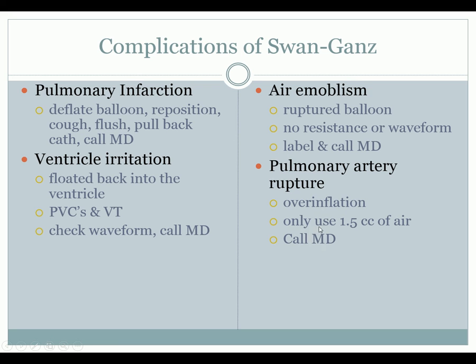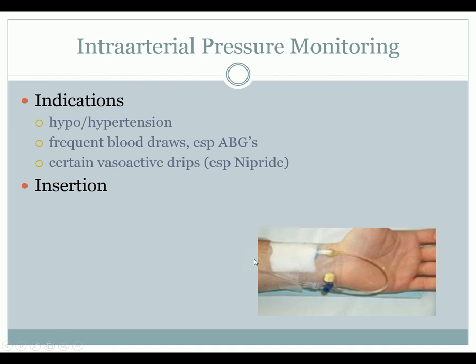Pulmonary artery rupture, if it's overinflated, you can actually rupture the pulmonary artery. That's why we use no more than 1.5 cc's of air, and usually 0.5 to 1 will get it. If you feel like you've overinflated it and they start throwing PVCs, of course, call the MD.